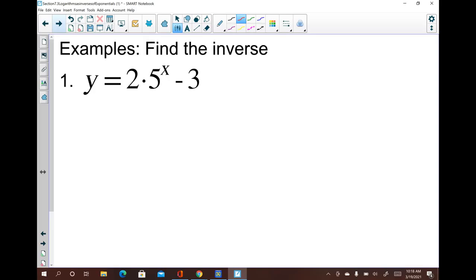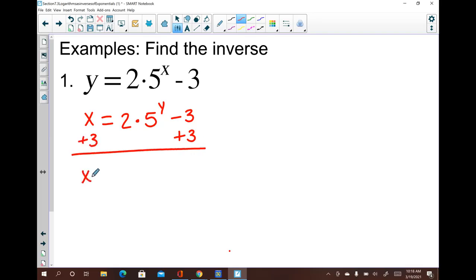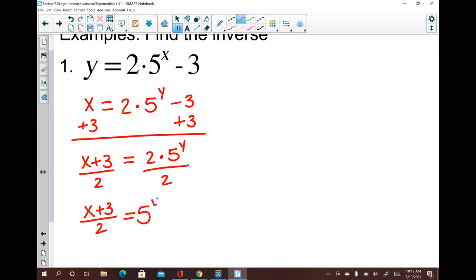So example 1, switch x and y. Isolate the exponential. So we add 3 to both sides. x plus 3 is equal to 2 times 5 to the y. Divide by 2 on both sides: (x plus 3) over 2 is equal to 5 to the y. At this point, I'm not really sure how to solve for y. It's stuck up in the exponent. That tells me to convert.